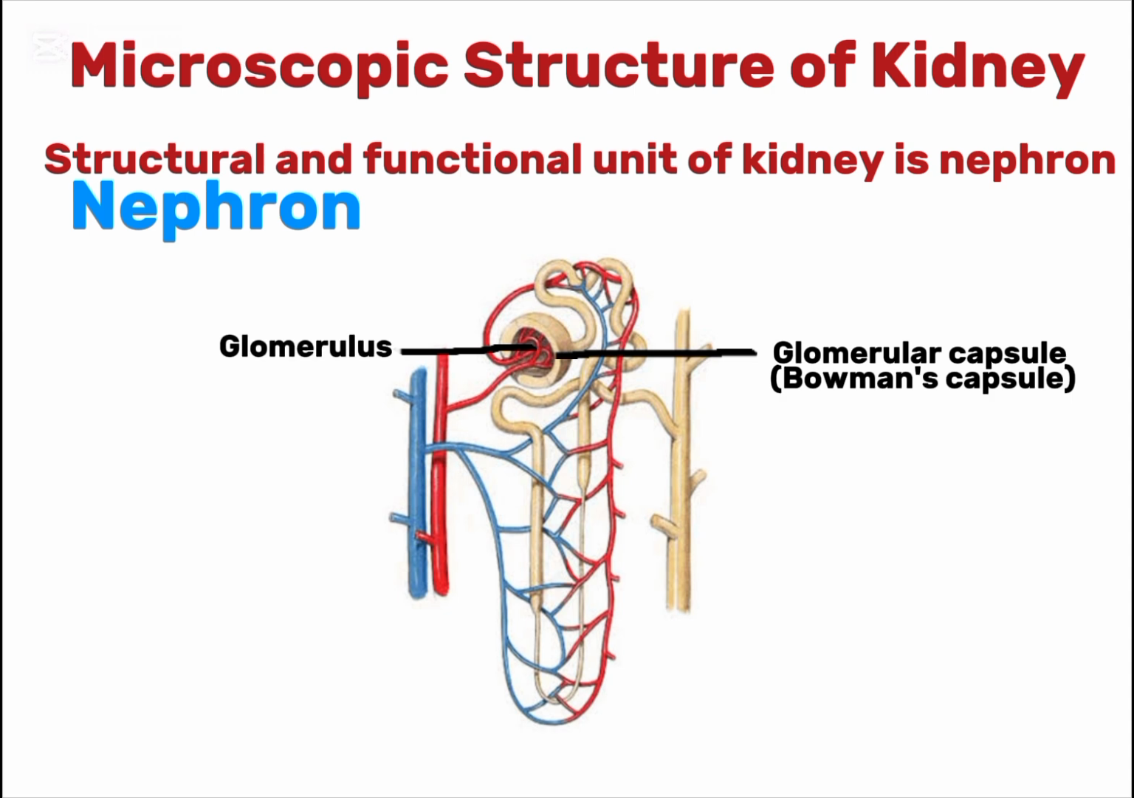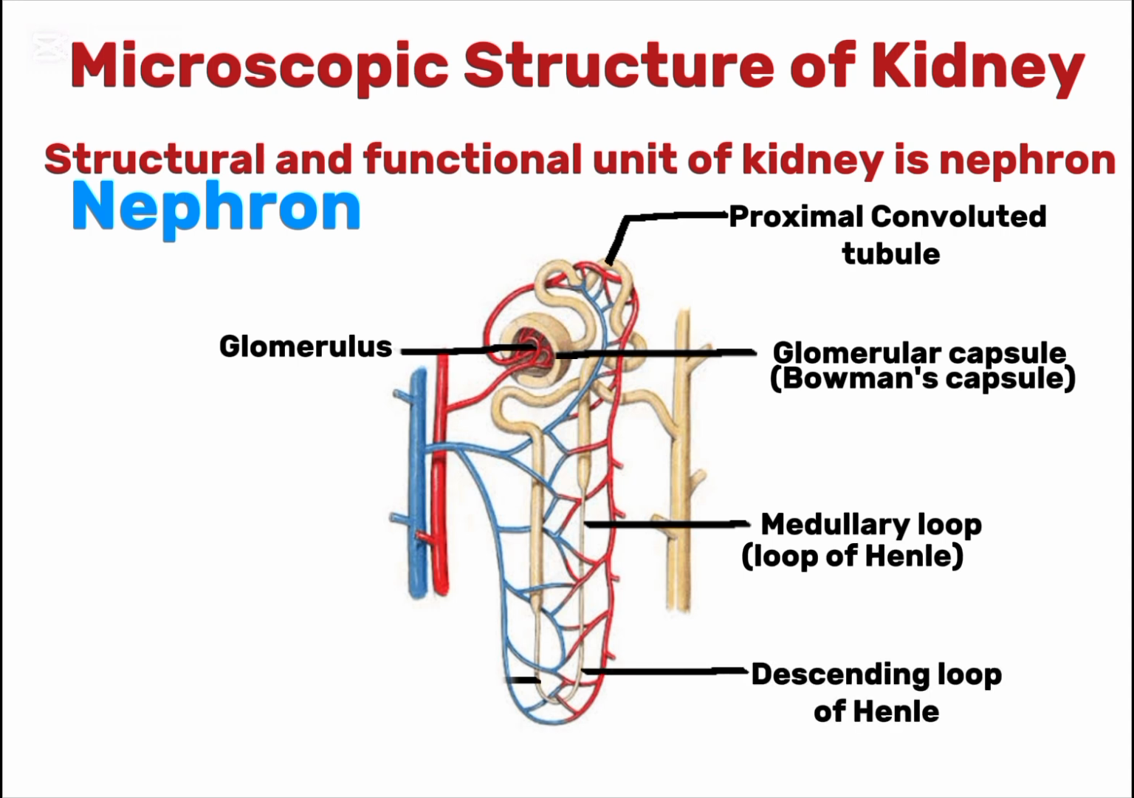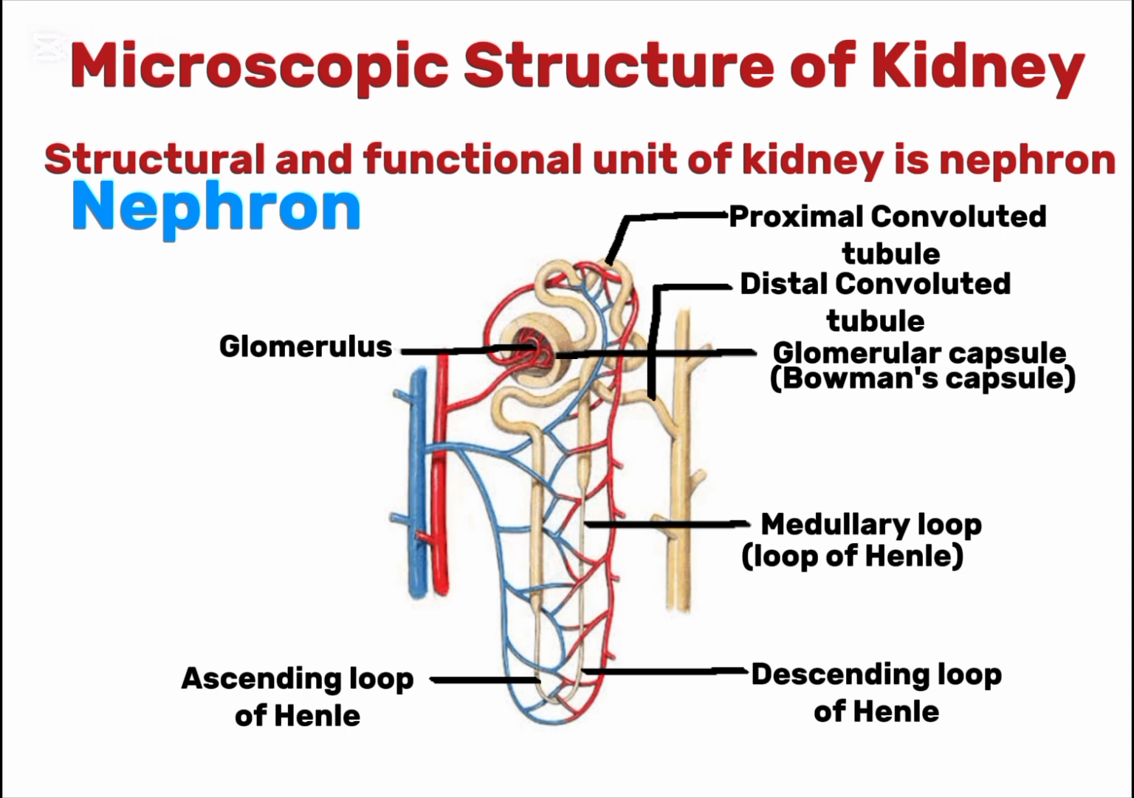Continuing from the glomerular capsule, remaining part of the nephron is about 3 centimeter long and divided into three parts. And the first part is the proximal convoluted tubule. Continuing from the proximal convoluted tubule, next part is the medullary loop, that is also known as loop of Henle. So this is descending loop of Henle and this is ascending loop of Henle. Continuing from the medullary loop is the third part, that is distal convoluted tubule, and it joins the collecting duct.